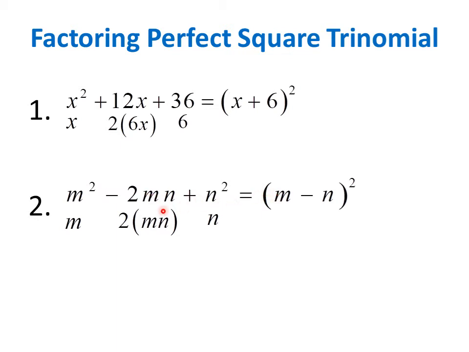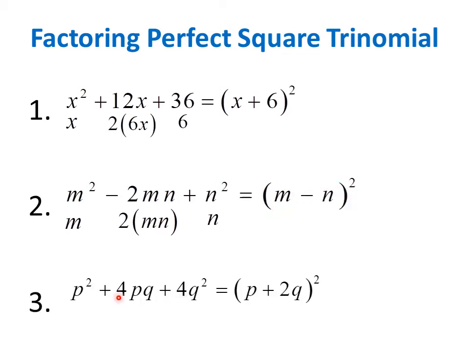For the factor, we use the square roots of the first and third term, so we write m and n. Since the second term is negative, we use minus here, and then we raise the binomial to the exponent 2.